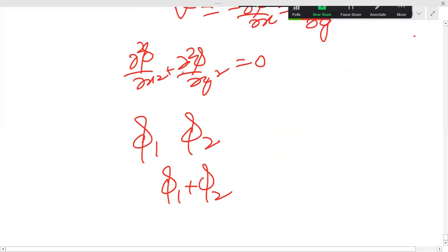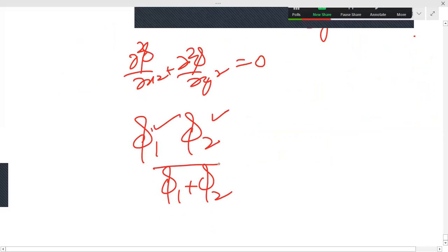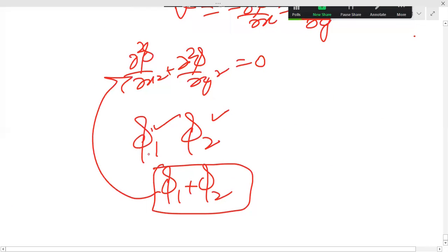This is a second order differential equation, homogeneous. If phi 1 and phi 2 are the solutions of this equation, do you think the sum of these is also a solution of this equation? No, sir. Try to think about it.